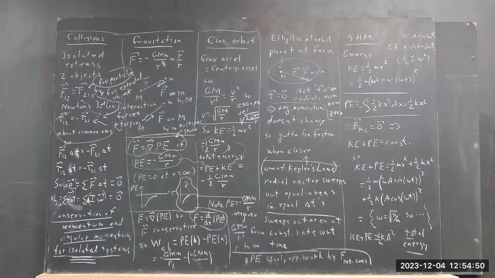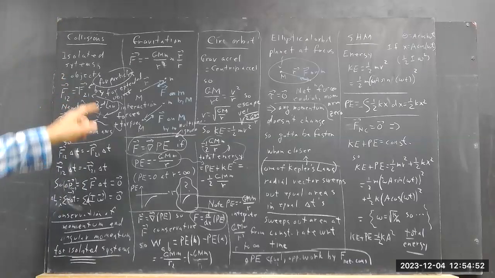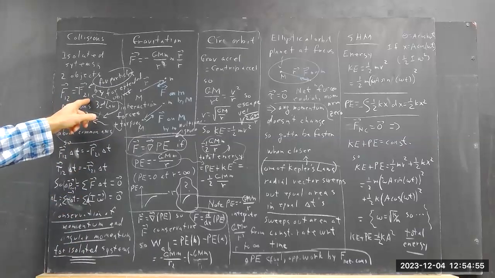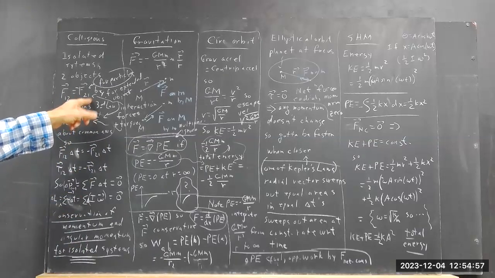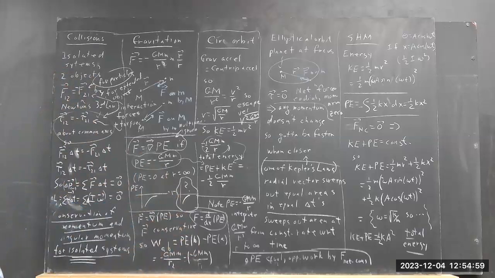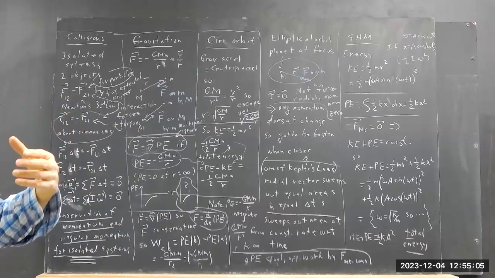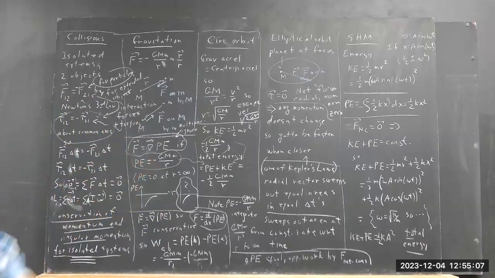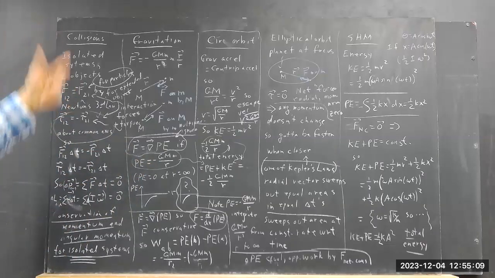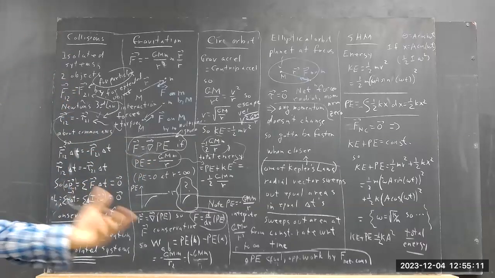Okay, collisions. Isolated systems of two objects, your forces are equal and opposite. It says F12 equals negative F21. That's notation you should understand because you read it in your book. It just means the force of particle 1 on particle 2 equals the force of particle 2 on particle 1, but opposite. Okay, equal and opposite force. That's Newton's third law. It's fundamental.